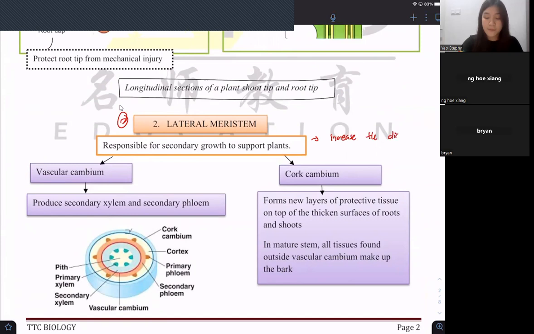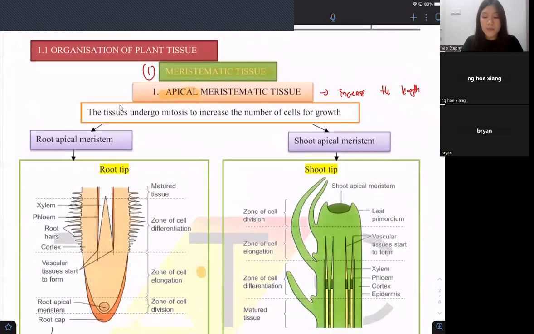Okay, the diameter. So actually these two processes are the same, both involved in the growing process. Both also help to increase the size of the plant, but one is for the length, one is for the diameter. Now you come to see it here. Meristematic tissue, you can help me to write down. What is a characteristic of the meristematic tissue? It does not undergo differentiation. That means the meristematic tissue does not have a specific structure and does not have a specific function.